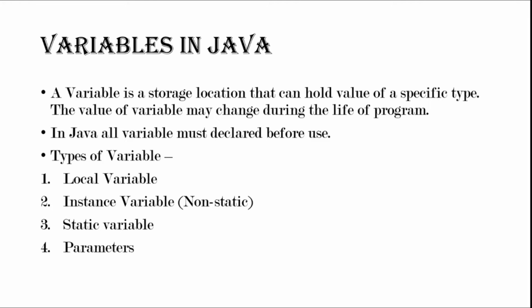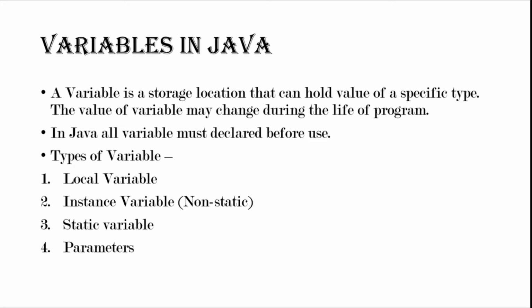Hello everyone. In this video, we are going to learn variables and keywords in Java. So, what is a variable in Java? A variable is a storage location or memory location that can hold a value of a specific type. The value of a variable may change during the life of the program. As the name suggests, a variable's value may change during the execution of the program.